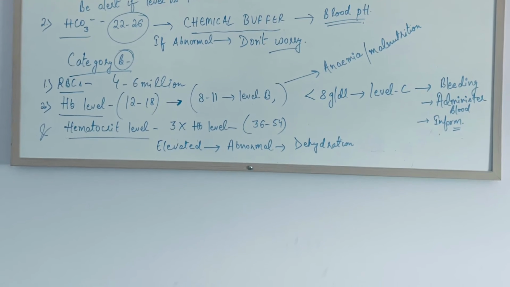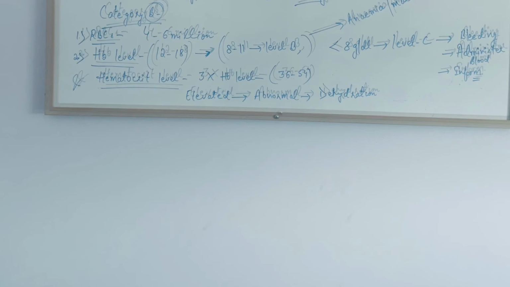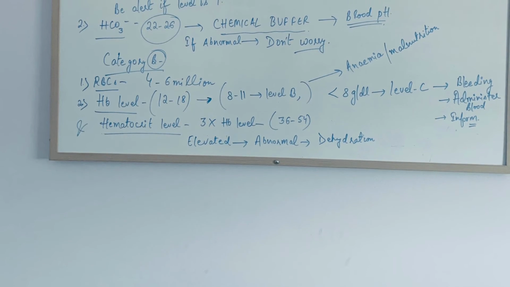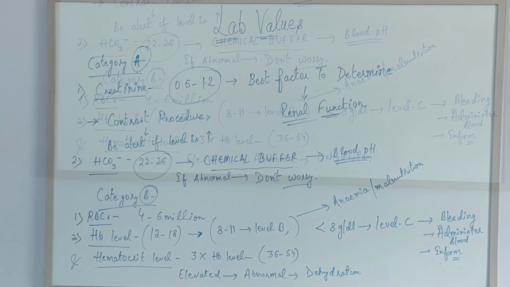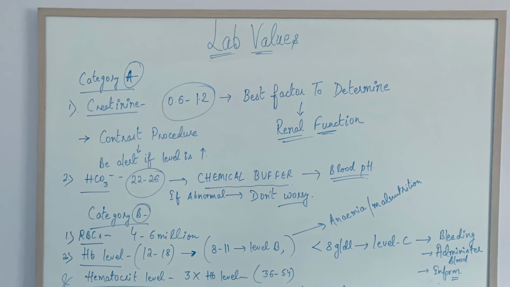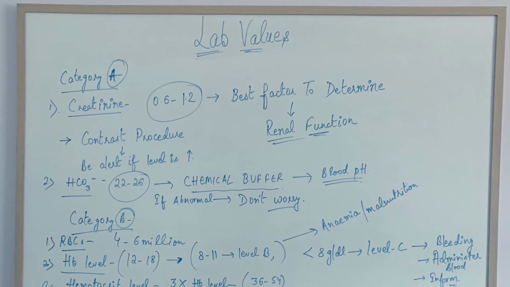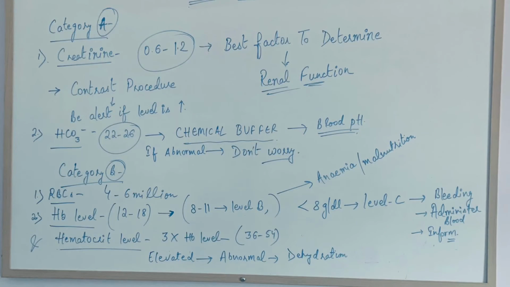Okay, but what happens if the level goes less than 8 grams per deciliter? Then it becomes level C. Okay, in level C there can be bleeding. You have to assess for the bleeding. Okay, and if there is excessive bleeding, you need to inform. Maybe in some conditions you need to administer blood also.